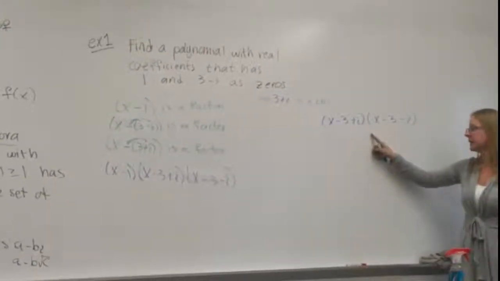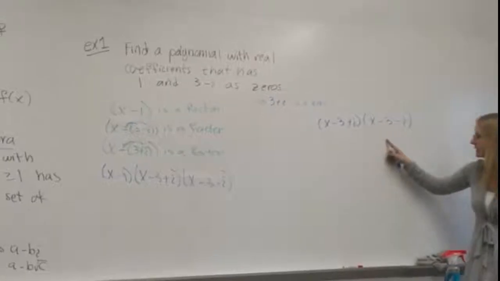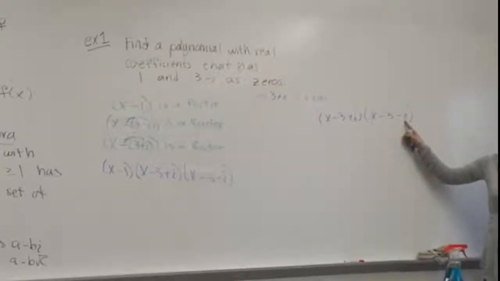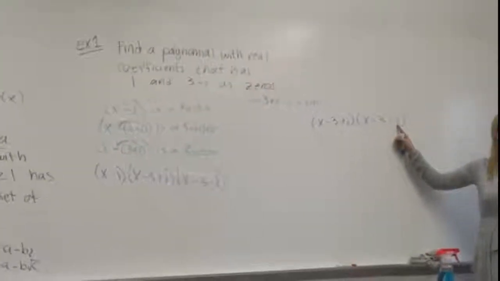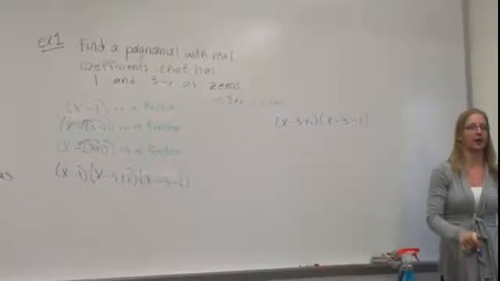Then I would do i times x, i times negative 3, i times negative i. Does this sound like fun to do? Could you do it? Everybody say yes so I can skip it. Yes. Okay, so now that I know you can do it, I'm going to show you the shortcut.